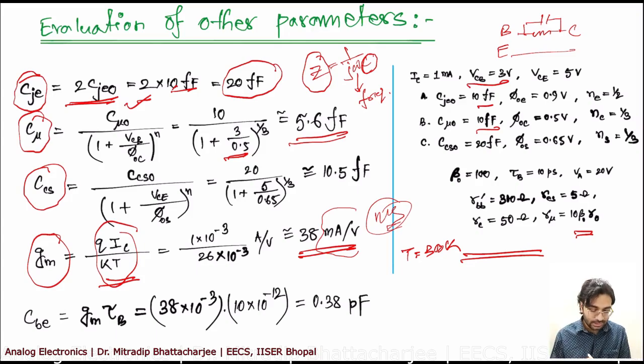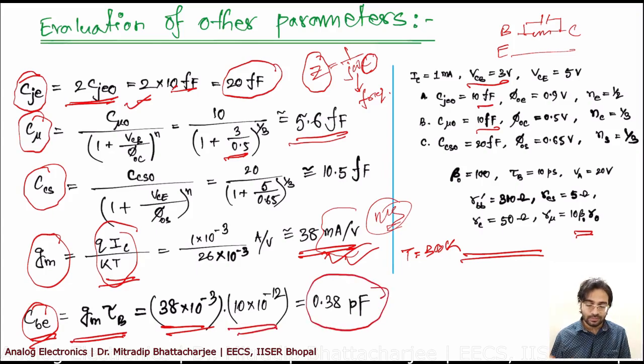Okay, then you have the CB value. What is CB? CB is a component again in your input capacitance C pi. This is the diffusion capacitance, which is GM tau B. So you have the GM value already calculated from here, and then you have tau B given here, which comes to around 0.38 picofarad.